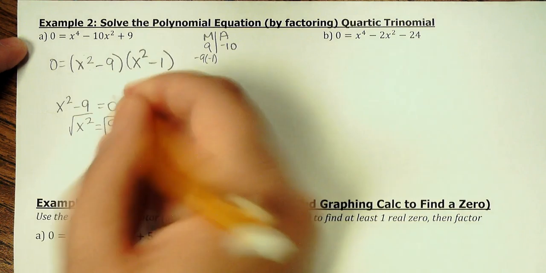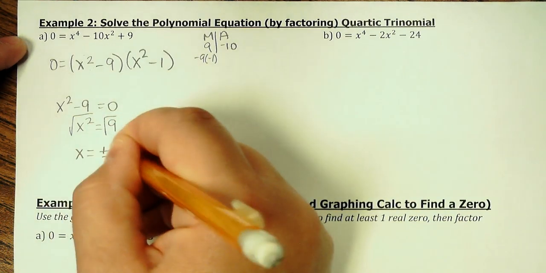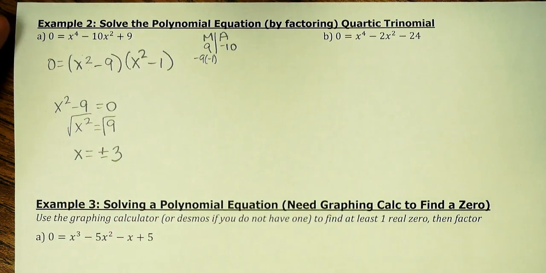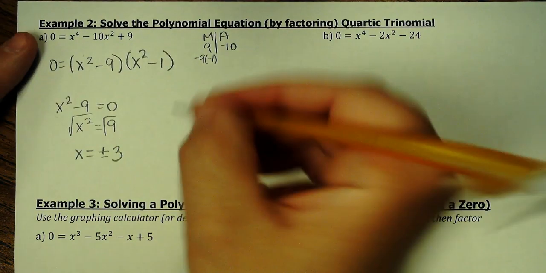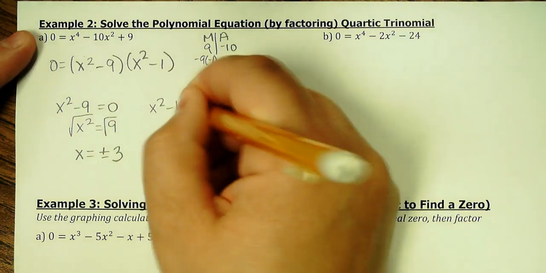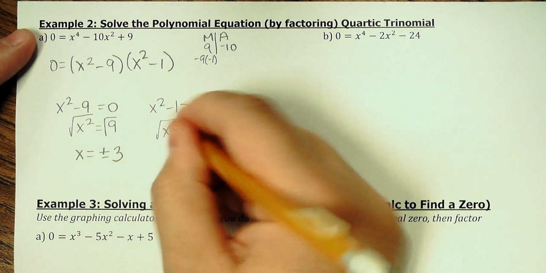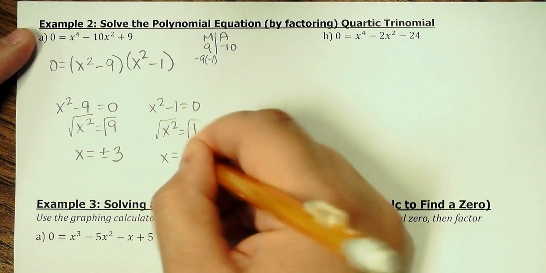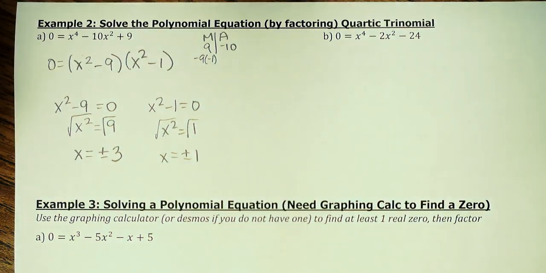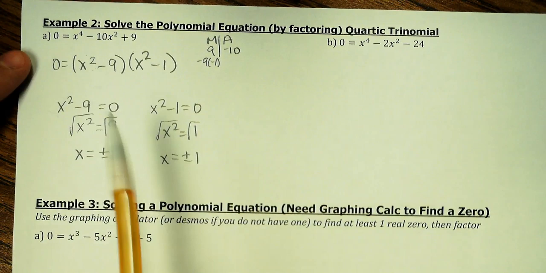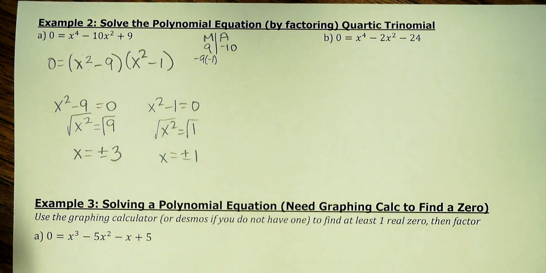And then we'd take the square root. And then just don't forget, when you introduce the square root, you get plus or minus. And so that would be 3 and negative 3. Here, I'd have x squared minus 1 equals 0. So x squared equals 1 when I add that to both sides. Square root of 1, plus or minus 1. So you have 4 answers to this question, like, whoops, this is to the 4th power. So 3 and negative 3, 1 and negative 1.